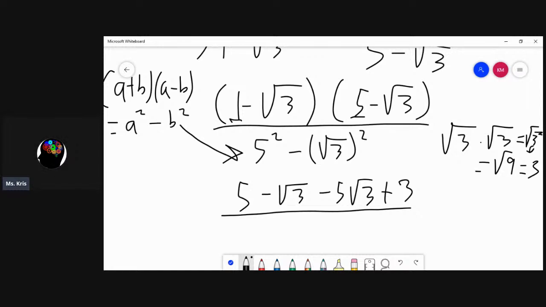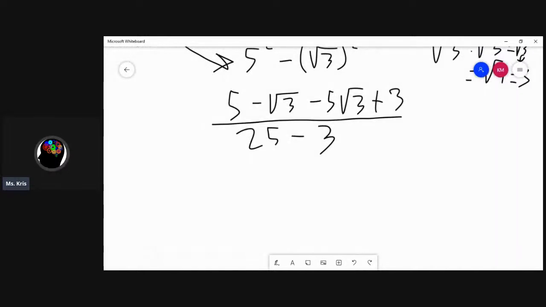Now, to the denominator. 5 squared, 5 times 5, gives me 25. Minus the square root of 3 squared. That gives me what? 3. So now, combine like terms. On top, you have 5 plus 3, because those are whole numbers without radicals. Therefore, 5 plus 3 is 8. Then you have a minus square root of 3 minus 5 square roots of 3.